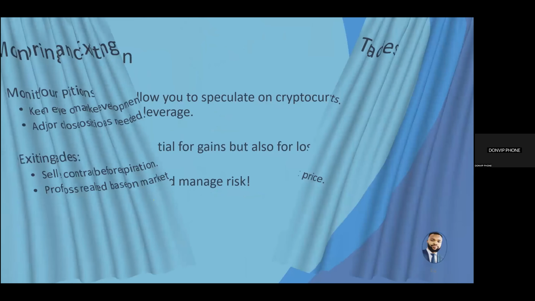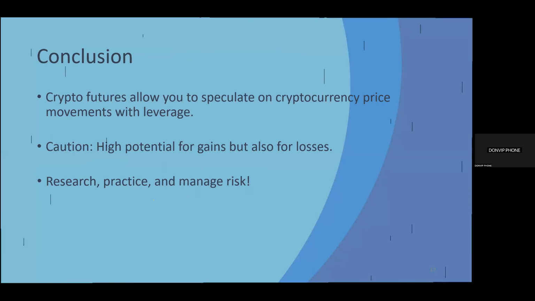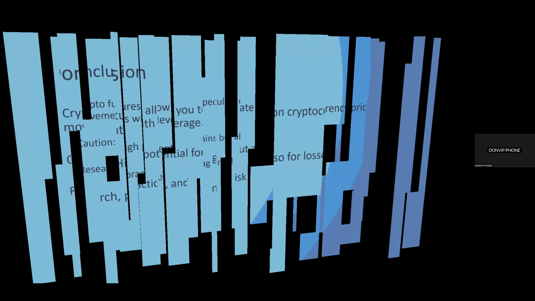In conclusion, crypto futures allow you to speculate on cryptocurrency price movement with leverage. The caution is that it has high potential for gains, but also for losses. Just like leverage amplifies the gain, it also amplifies your losses. So research, practice, and manage your risk. Very, very important. So this is where we'll end here.